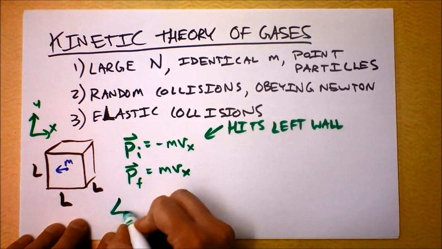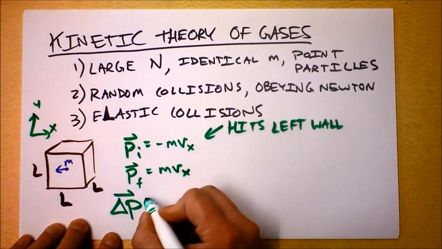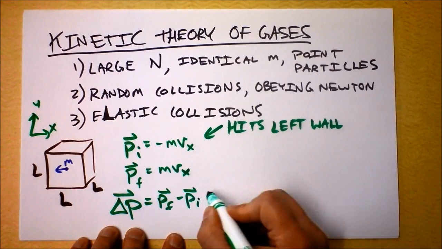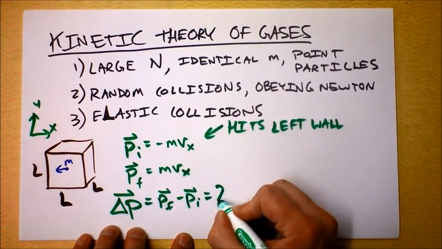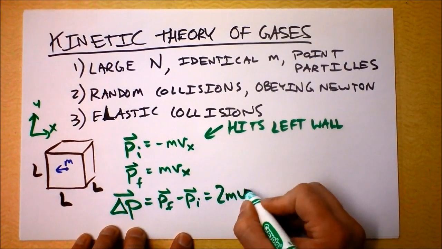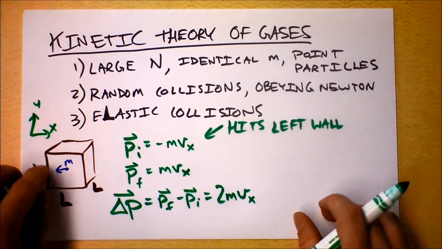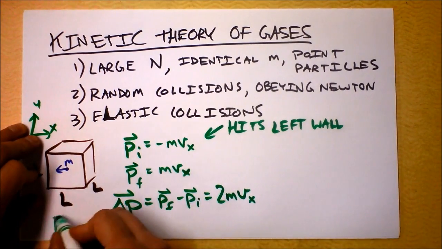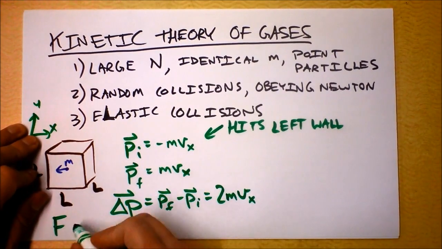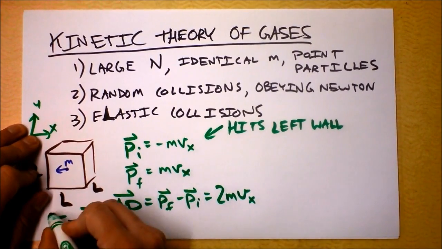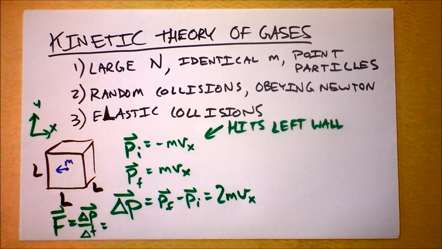So what if I asked you what the change in momentum is? You'd say, well, that's just final momentum minus initial momentum. And it's actually 2 times m v_x, 2 times the mass times the velocity in the x direction. All right, so if I asked you what force it must have felt, well, you could say that the force it felt was the change in momentum divided by the change in time, because that's Newton's second law.